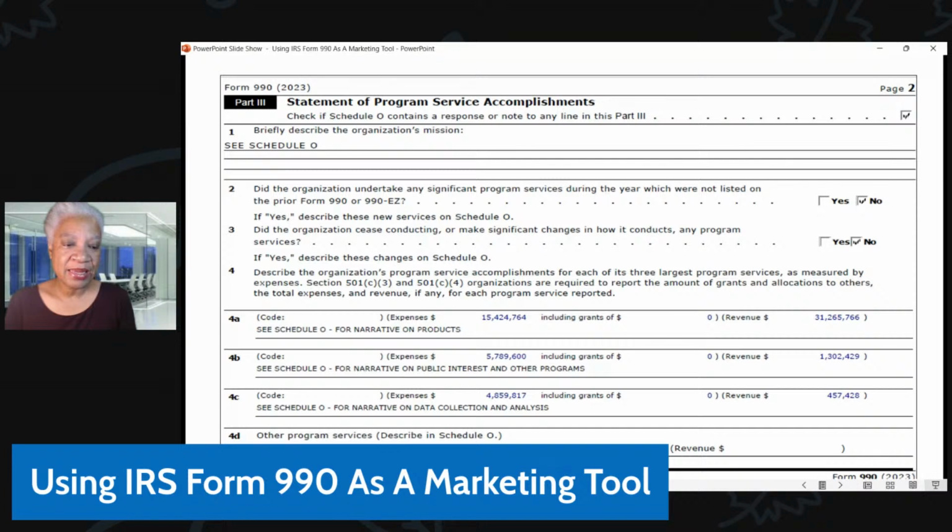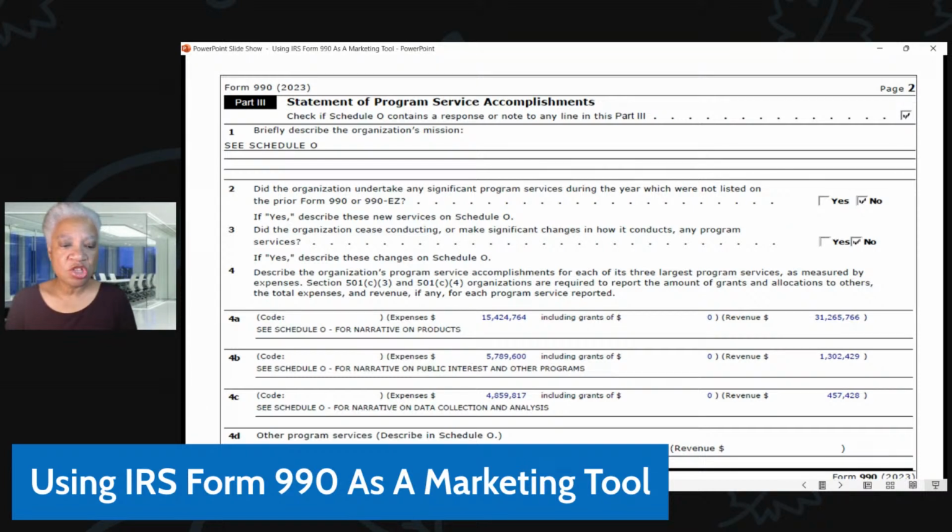So on line 4A, it says see Schedule O for a narrative on the products that we have to offer. On 4B, it says see Schedule O for narrative on the public interest and other programs. They're generating almost 31.3 million just for their products and services. So I think that's a lesson for other nonprofits. Think of ways that you cannot depend so heavily on grants, and even if you can get to a point where you don't depend on grants at all, that would be wonderful. Run your organization like the wonderful businesses that they can be.